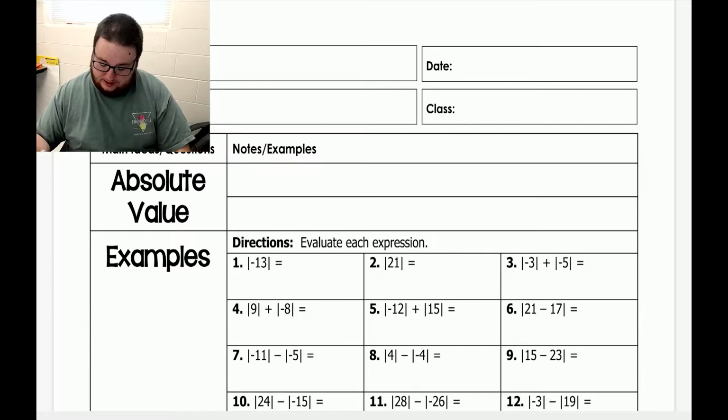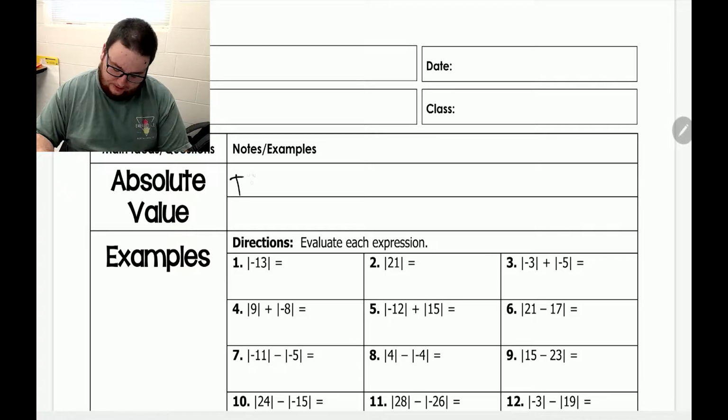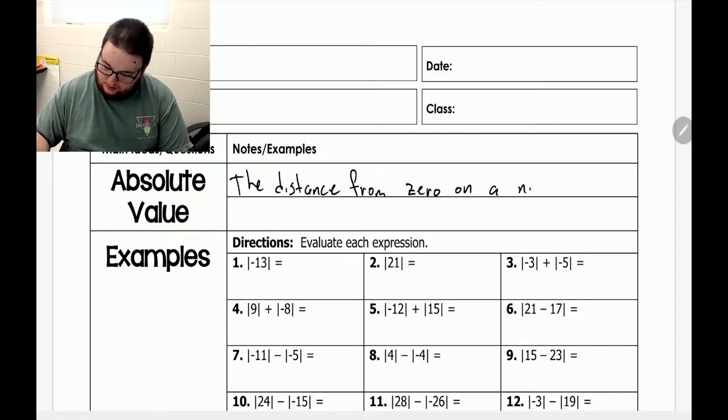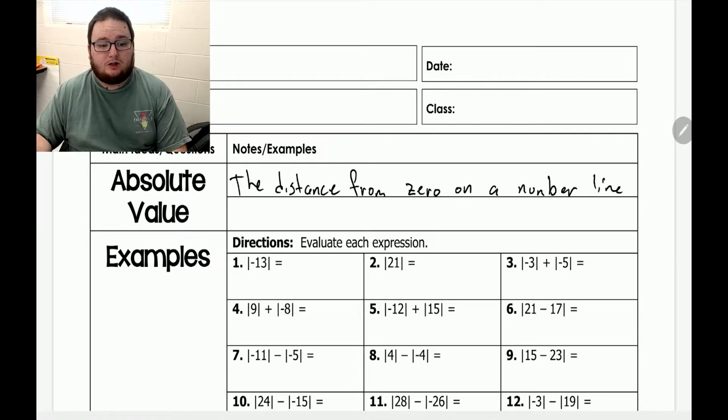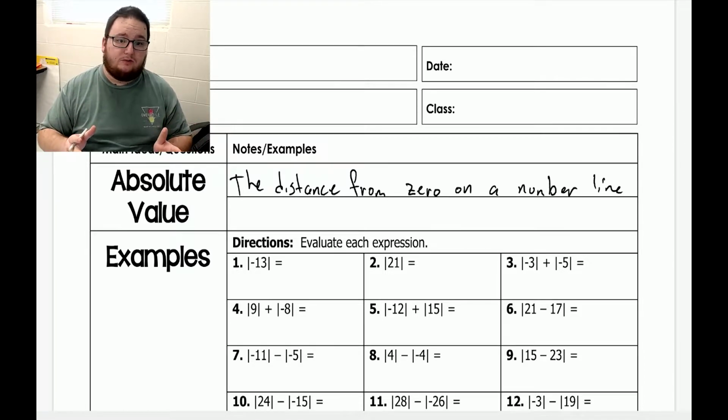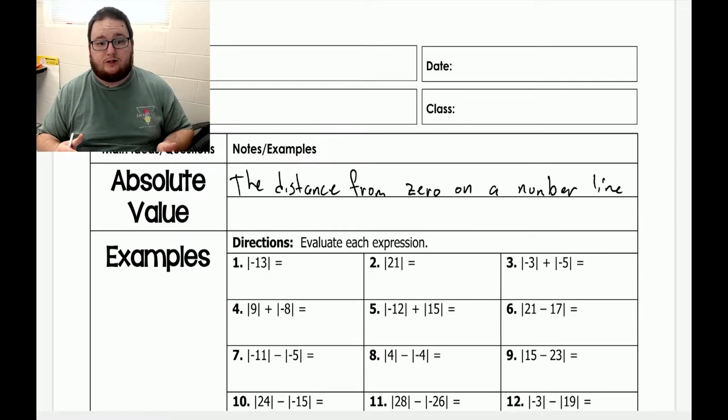So like I said, the main idea that we're going to be talking about today is absolute value. Absolute value can be described as the distance from 0 on a number line. Or another way to think about it is that we're going to take whatever number is inside the absolute value and remove the sign, and we're just looking at the magnitude, or just the number, instead of the positive or negative version.